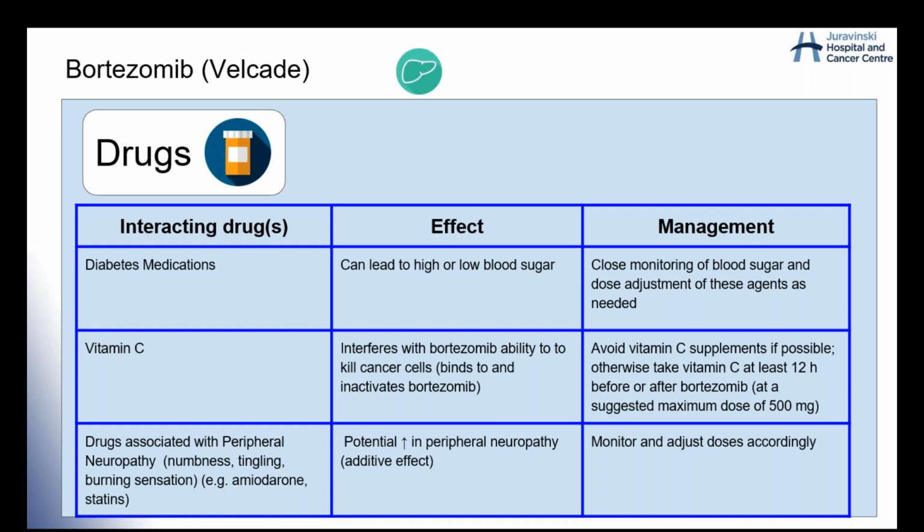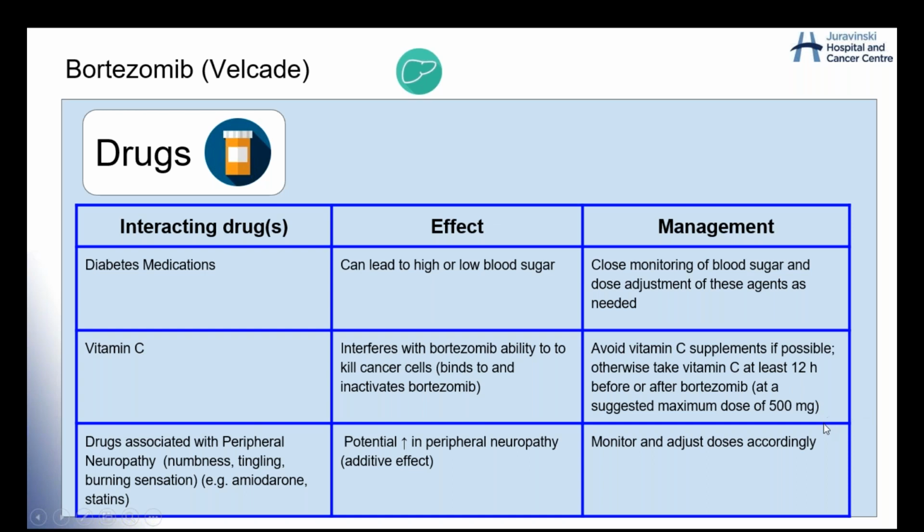In terms of a drug associated with peripheral neuropathy, and peripheral neuropathy is just a fancy word for damage or stress on the nerves, particularly at the extremities, so numbness, tingling, burning sensation. Some medications can cause that, like amiodarone or statins. These are heart medications and cholesterol medications. But because bortezomib itself can cause that too, having the two together might increase the potential for this side effect to happen. So that's more of an additive effect.